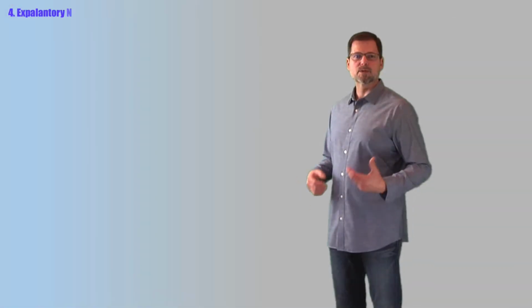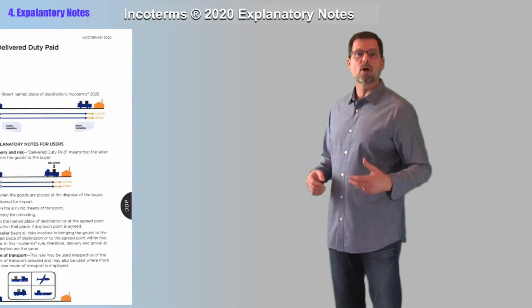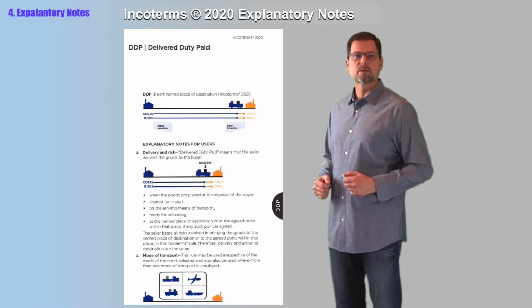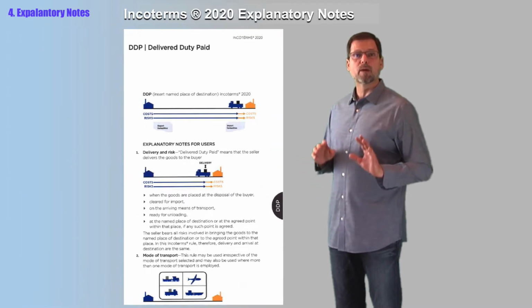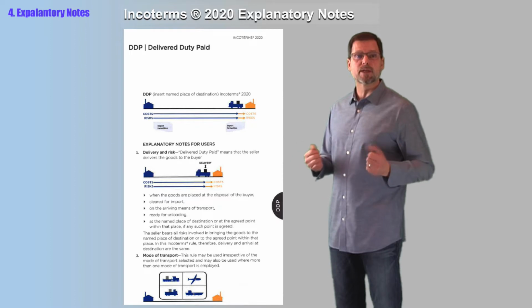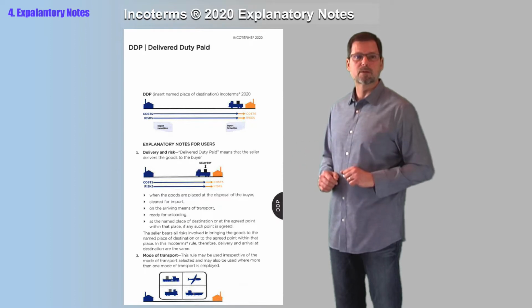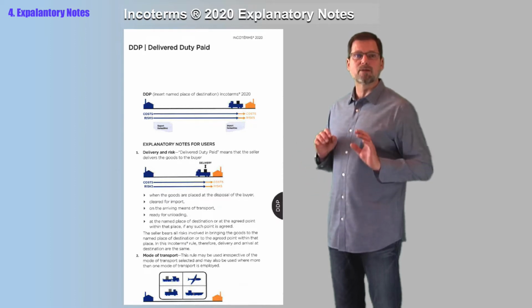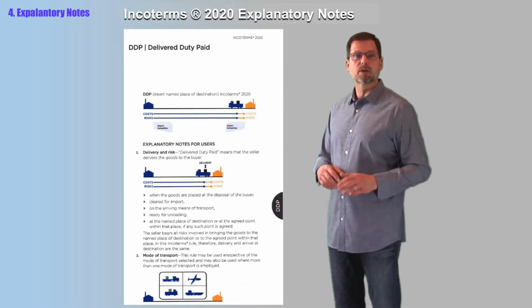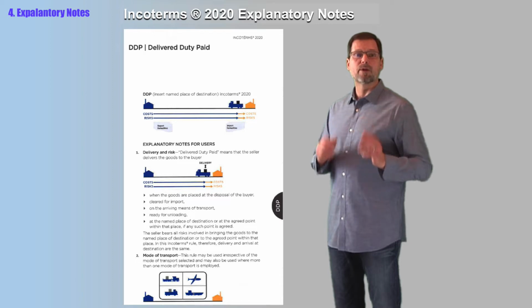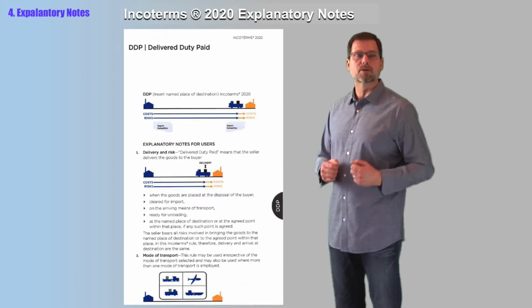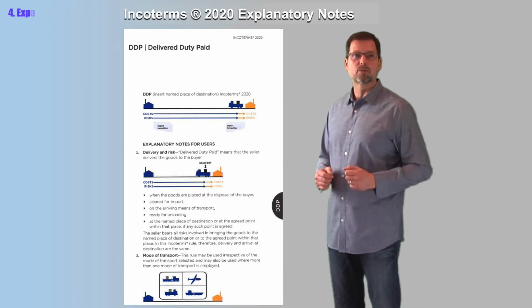The guidance notes at the beginning of each Incoterm rule are now explanatory notes. These explanatory notes provide more detail and better visualization of the rule that follows. The explanatory notes contain valuable information about delivery and risk, mode of transport, customs clearance, and various other important topics relative to that particular rule.